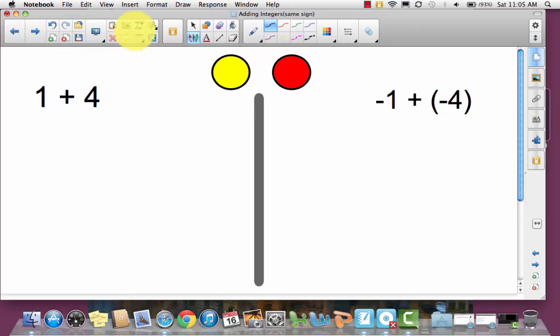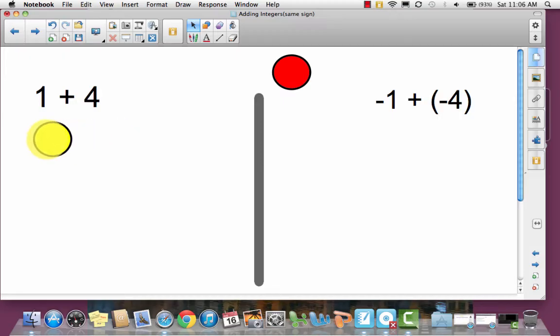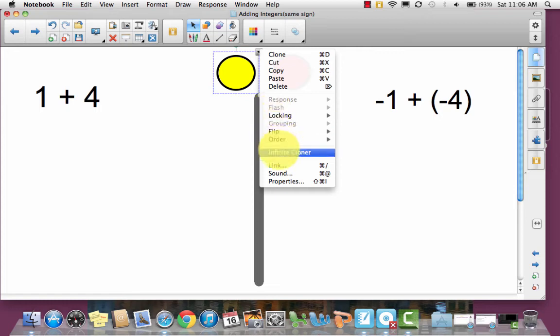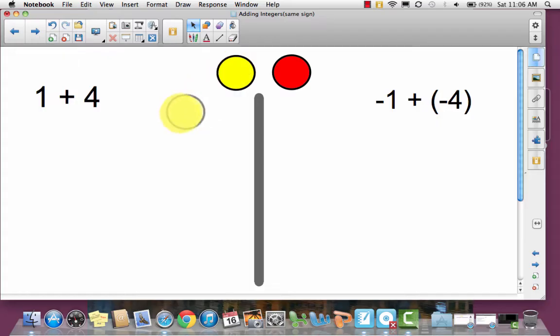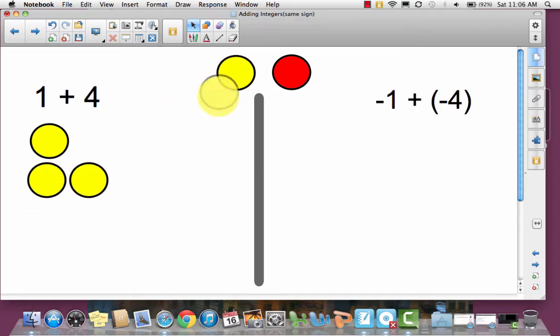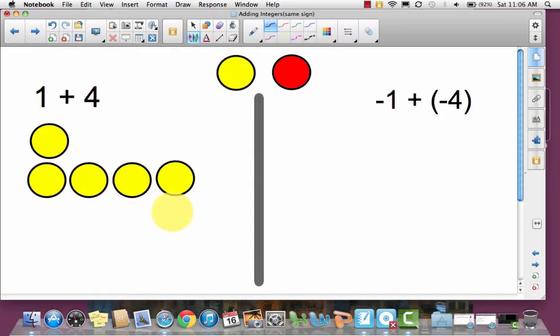Let's try another one. Again, the first side is very simple. 1 plus 4. Well, whoopsies, let me fix this real quick. I would model a 1 with a yellow chip for positive 1, and a 4 with 4 yellow chips for positive 4. And I'm going to count up how many chips I have, and I see that I have 5 chips. Ooh, 5 is my lucky number. And each of these chips are positive, so my 5 will also be positive.